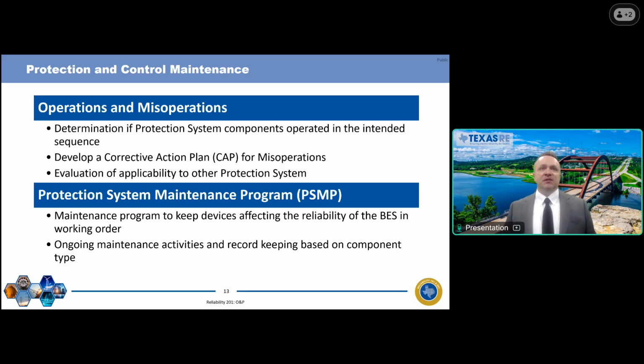In your protection system maintenance program, or PSMP, the intent is to identify your equipment for maintenance, whether it be time-based or performance-based, and ensure that the maintenance activities are kept based on the timelines determined in your plan, in your program, and that records are kept to prove compliance with the standard requirement for PSMP.